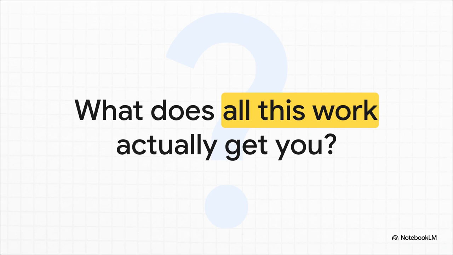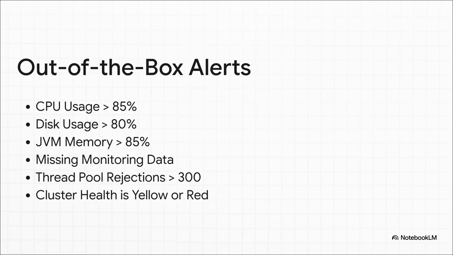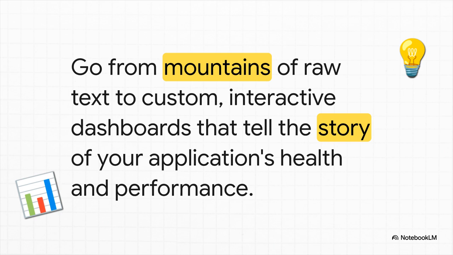So, after all that setup, what's the ultimate payoff? What can you do now that you simply couldn't do when you were just staring at 1,000 different app.log files? Well, right away, you get proactive, intelligent monitoring. As sources like Elastic's own documentation show, the stack can come with pre-configured rules that alert you to real problems, things like high CPU usage, low disk space, or a cluster that's in trouble. This means you find out about issues from a quiet little alert, not from an angry customer. That's a huge win.